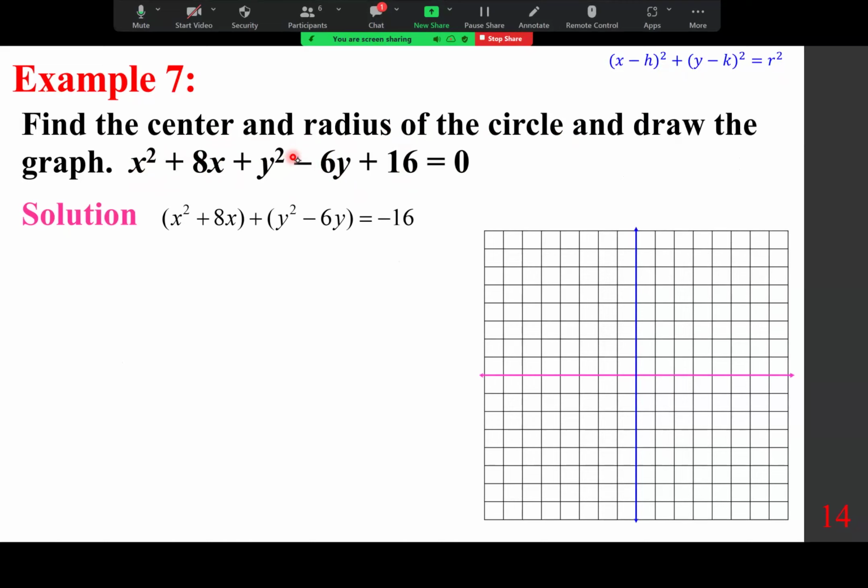And now you're going to complete the square. So look at this one only, never mind that one for now. This one, b is 8, divided by 2 is 4. And if you square that, you get 16. So you need to add 16 to both sides for this one.